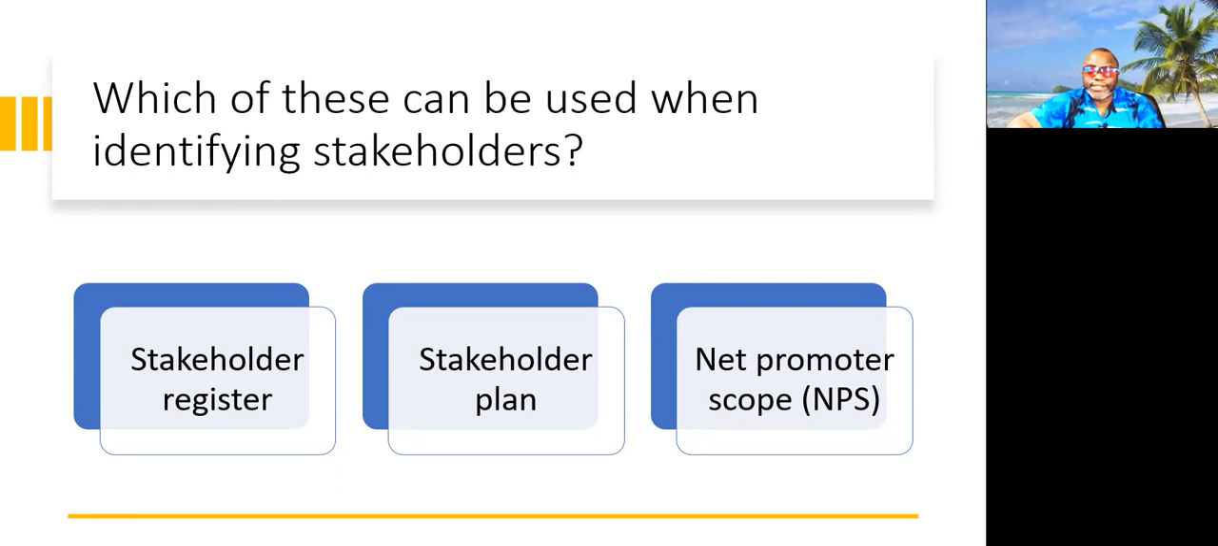So the answer to this, when you're identifying stakeholders, what you could use to capture the stakeholders is not the plan, that will come after. And Net Promoter Score is really a score of how likely it is for your stakeholders to recommend you to associated businesses or the associates. So it's not that. The best answer is stakeholder register. It's that simple. The stakeholder register is an output of identifying stakeholders.